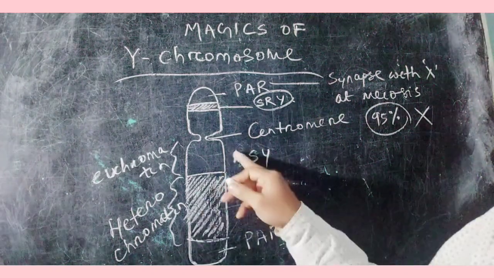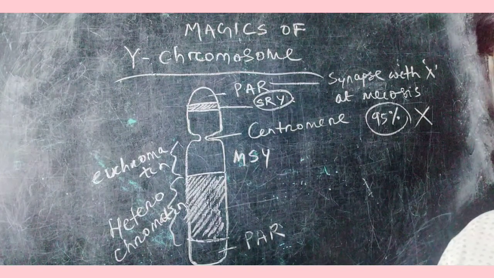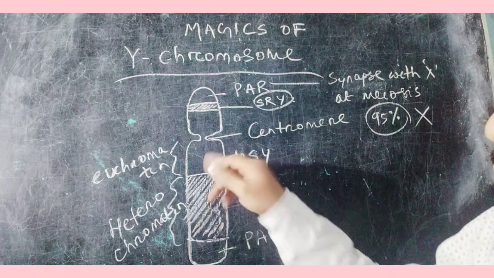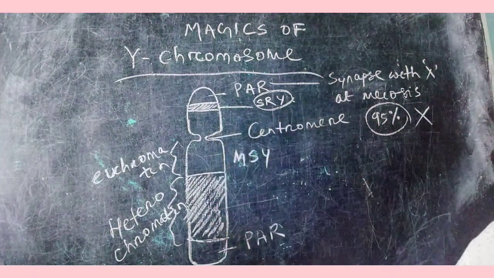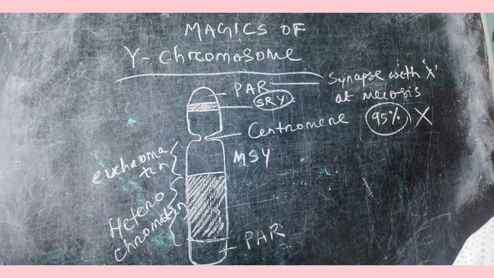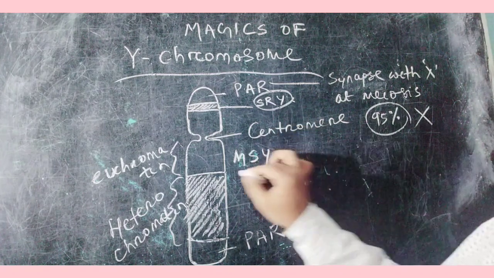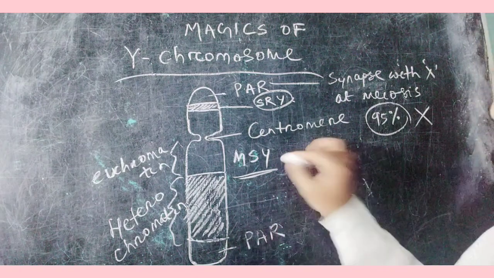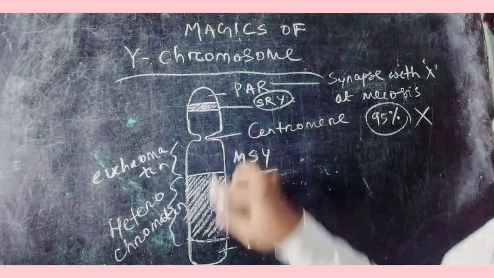The MSY zone then. For the function of MSY, it consists of both euchromatin and heterochromatin regions. Here, this is called the male specific zone of the Y chromosome, male specific zone of Y.